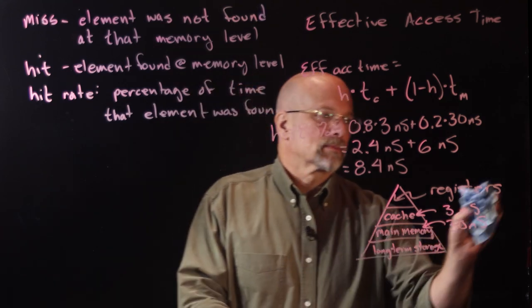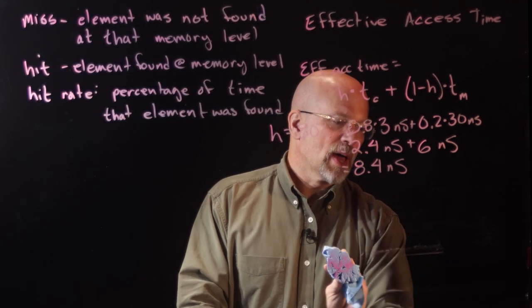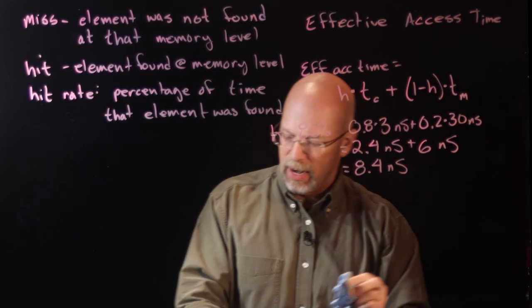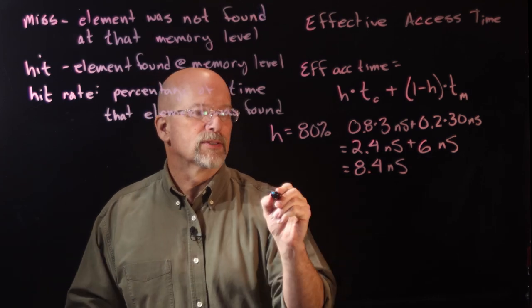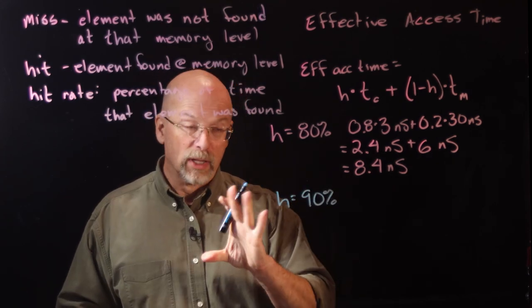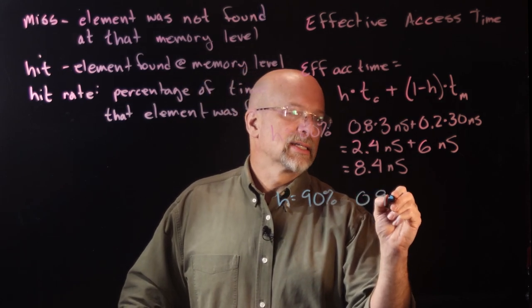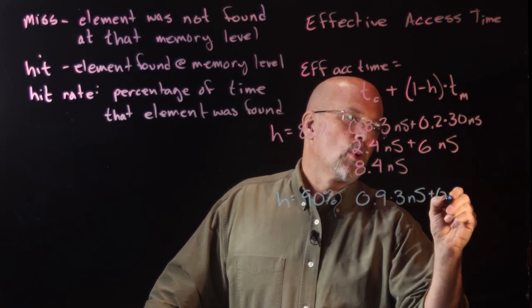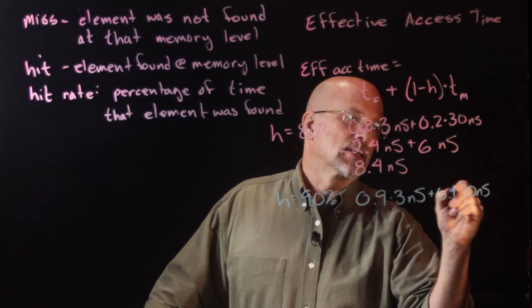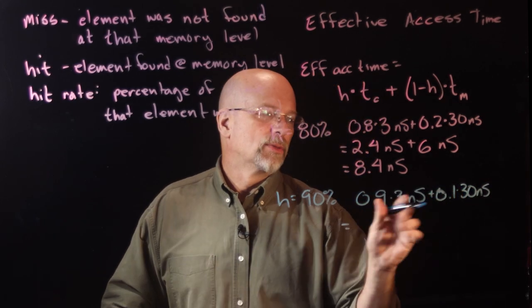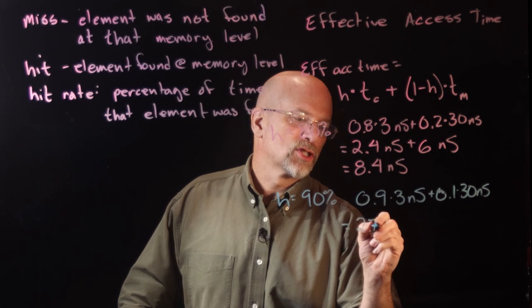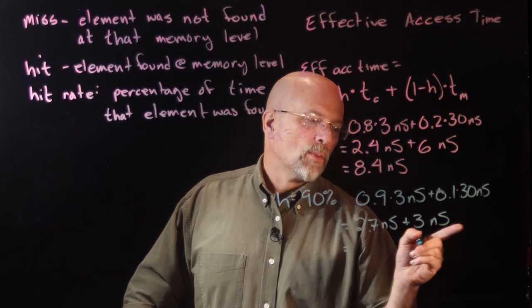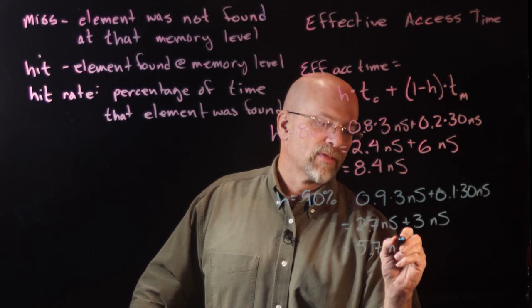So let's see if we can't improve this. Let's bring our hit rate up to 90%. I'll show you in a minute how we can affect the hit rate. With a hit rate of 90%, we've got 0.9 times 3 nanoseconds, so the access time to the cache is still the same, plus 0.1 times 30 nanoseconds. Computing that out, 0.9 times 3 is 2.7 nanoseconds, plus 0.1 times 30 is 3 nanoseconds, and we've got this down to 5.7 nanoseconds.